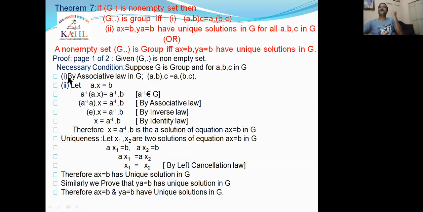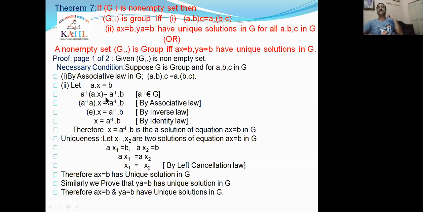That's why we have written it in the proof; students, kindly follow the cursor. For the first bit, by associative law in G, (AB)C is equal to A(BC). This is very clear. Now we are going to the next bit. First of all, I am taking the equation AX equal to B. Because A is in G and G is a group, by inverse law, A inverse is also in G. That's why I am multiplying A inverse on both sides. That means A inverse (AX) is equal to A inverse B.